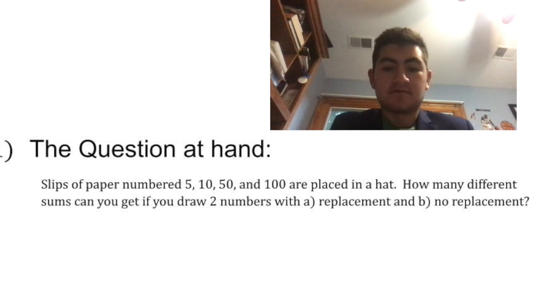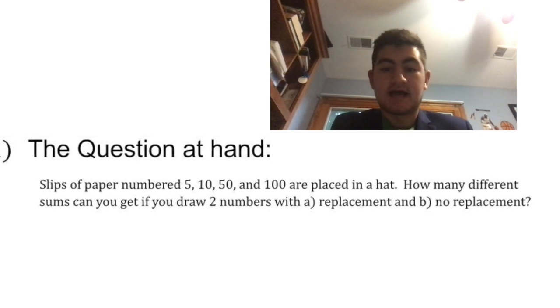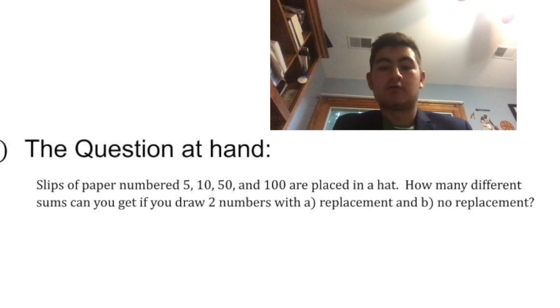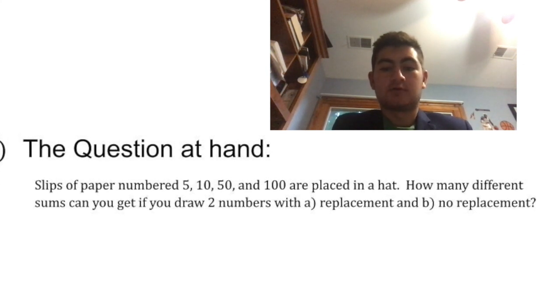Slips of paper numbered 5, 10, 50, and 100 are placed in a hat. How many different sums can you get if you draw two numbers with A, replacement, and B, no replacement?